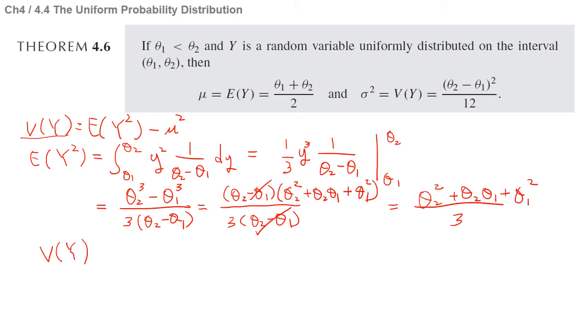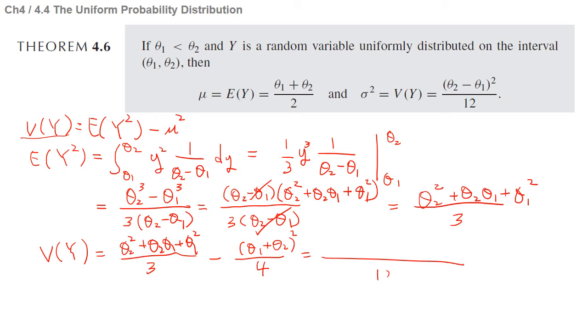V(Y) is theta 2 square plus theta 2 theta 1 plus theta 1 square over 3, minus mu square, which is theta 1 plus theta 2 square over 4, and this is over 12: 4 times theta 2 square plus 4 times theta 2 theta 1 plus 4 times theta 1 square minus 3 times theta 1 square plus 2 theta 1 theta 2 plus theta 2 square.